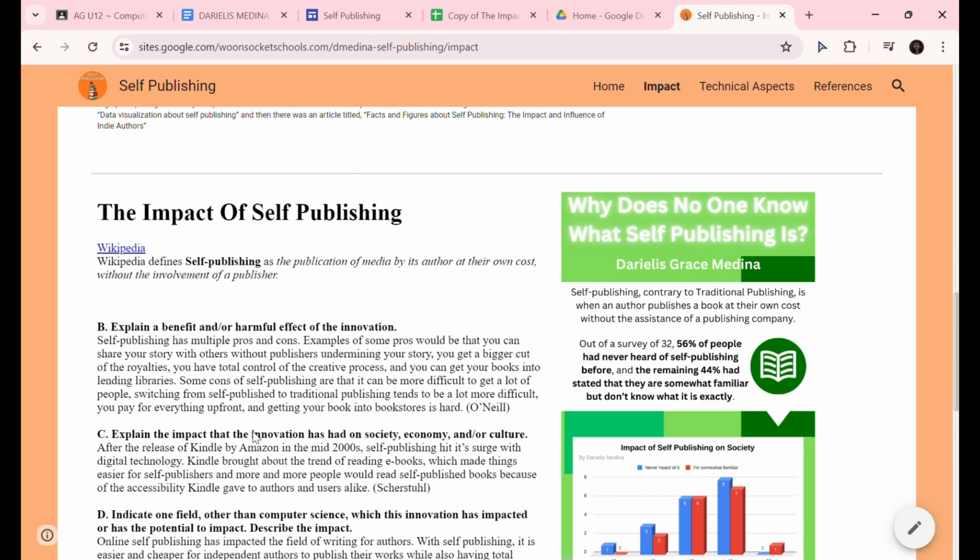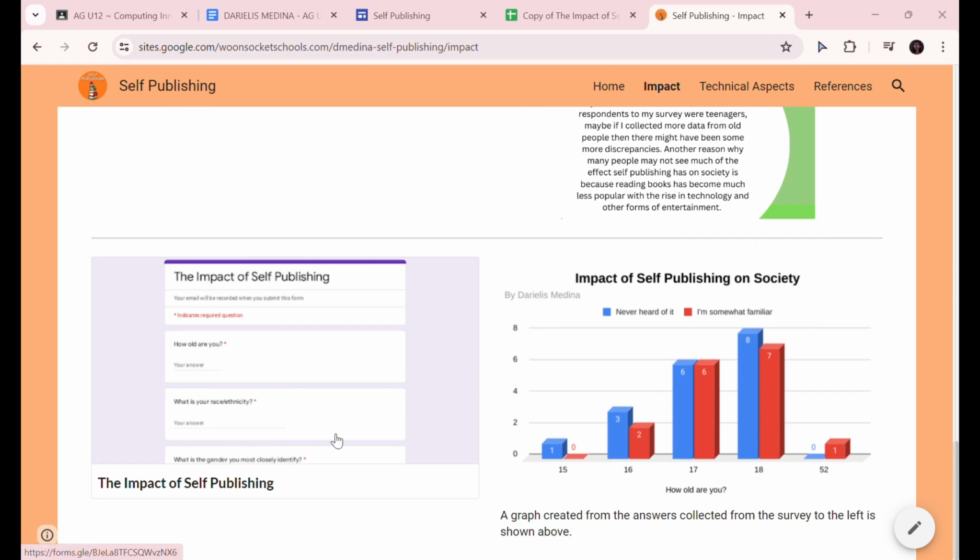So I sent out a survey and collected information on the perceived impact of self-publishing on society in my high school. Here are the results in the graph that my teacher assisted me in making. It's a collection of all the answers that I received, and a lot of students and people actually don't know much about self-publishing or the impact that it has on society.